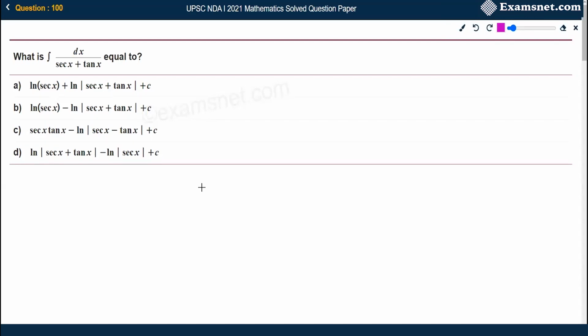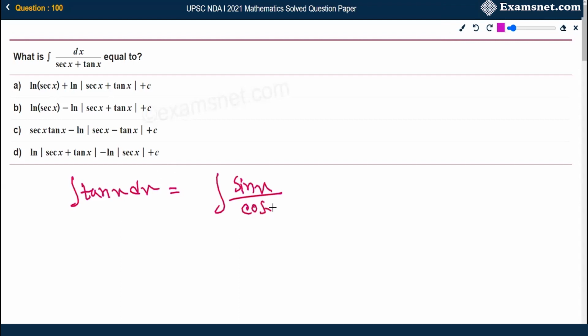In question number 100, an integration is given. So what is the integral dx by sec x plus tan x equal to? First of all, let's remember some very important formulas of integration. That is integration tan x dx. Okay, so let me prove it. It will be easier for you to understand.